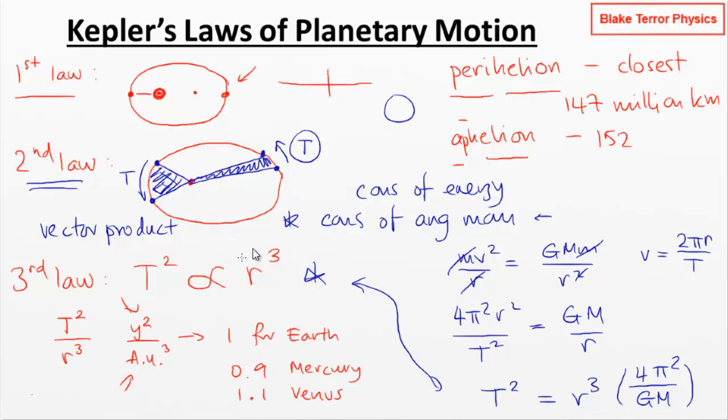And yeah, we can still apply these things nowadays. These eccentricities, these orbital periods and these distances are still things that we talk about in terms of the motion of planets and moons and satellites and things. So yeah, these are still applicable today. So there you go, Kepler's laws of planetary motion.